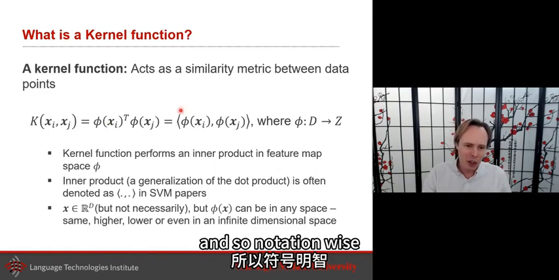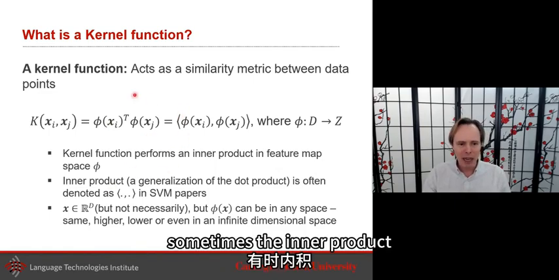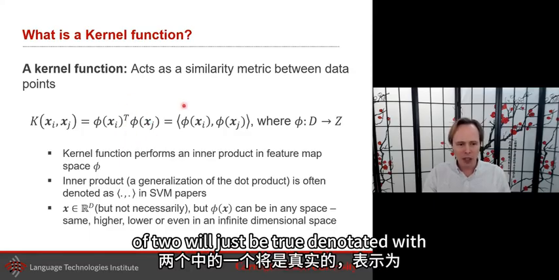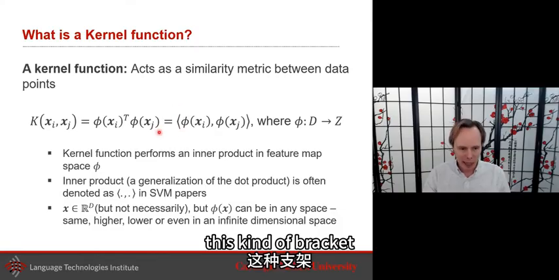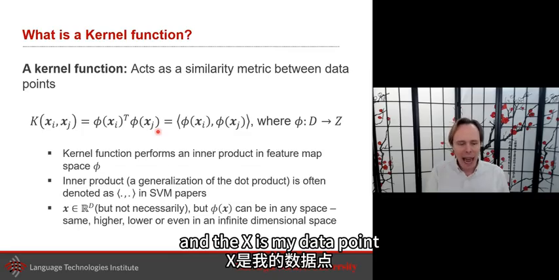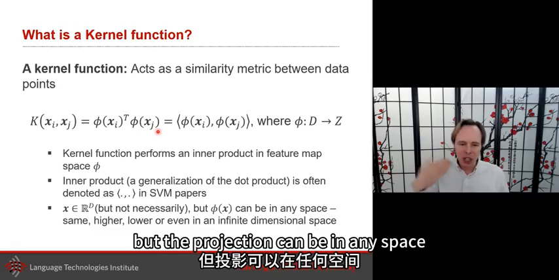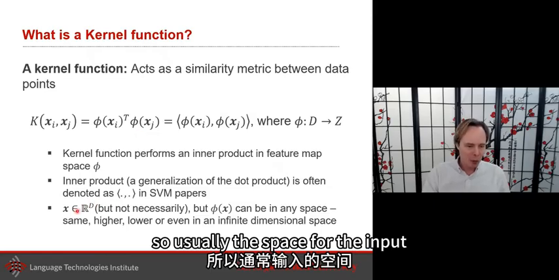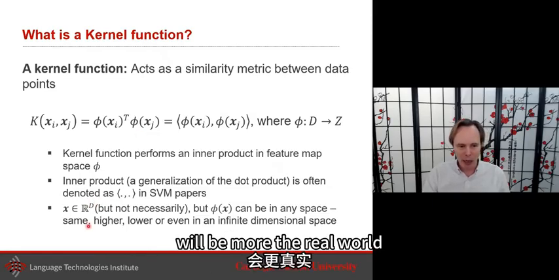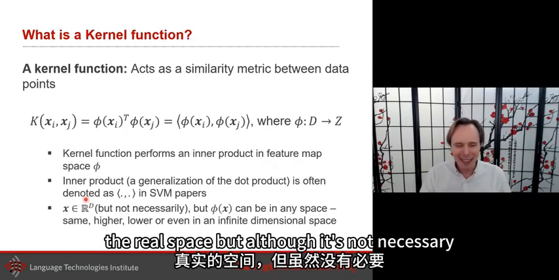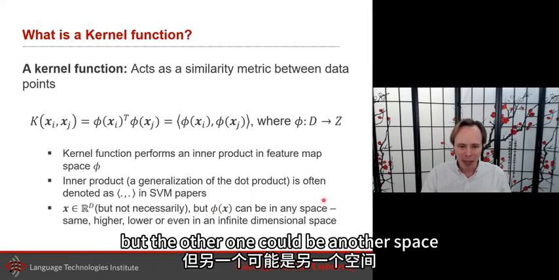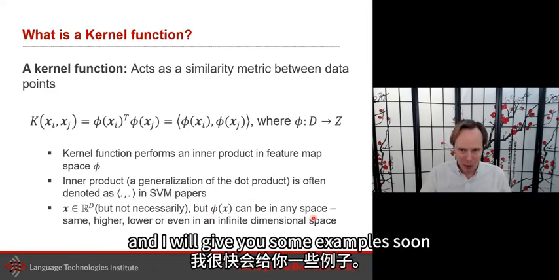And so, notation-wise, sometimes the inner product of two will just be denoted with these kinds of brackets. And the x is my data point, but the projection can be into any space. Usually the space for the input will be more the real space, although it's not necessary. But the other one could be another space, and I will give you some examples soon.